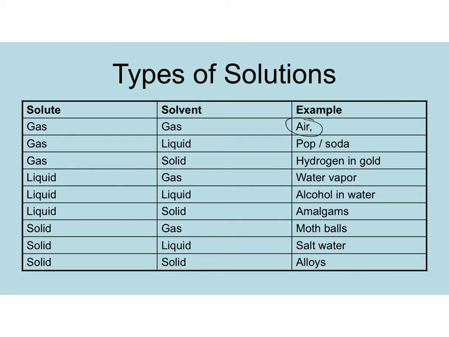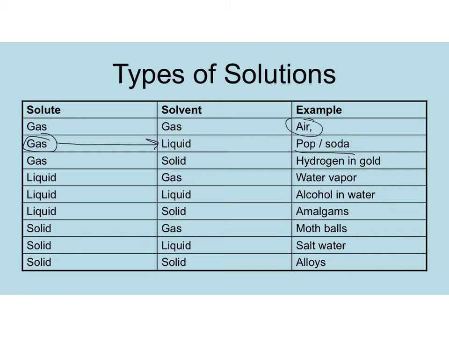Another example of a solution is like pop or soda. What they've done is they've taken gas, CO2, and they've dissolved it into liquid. So the solute present in smallest amount is CO2, and they dissolved it mostly in water. That's what carbonated water is, CO2 dissolved in water. So that's a solution.